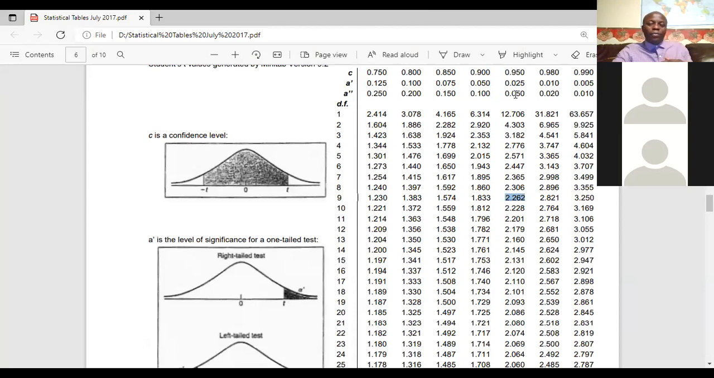Yeah, but if the alpha is 0.05 and it is a 1-tailed test, that means you'll be looking at the top. You will start looking for the 0.05 at the top, and it's right here. But if it's double, you look at the second one. I got it mistaken. I was looking at the top one, not the second one. Thank you so much. You're welcome. Any other question before we conclude?